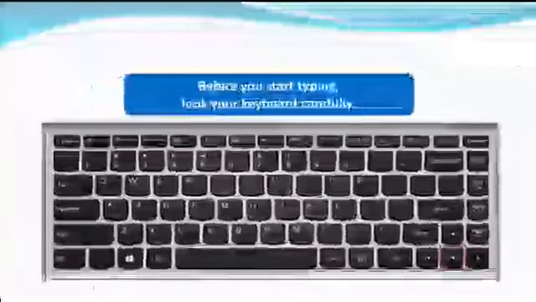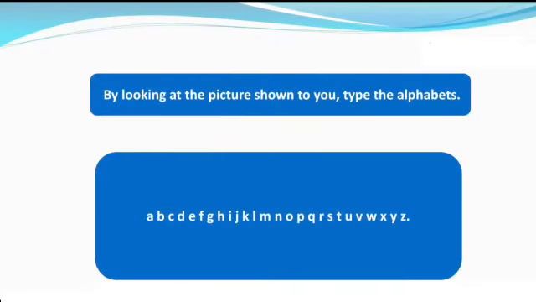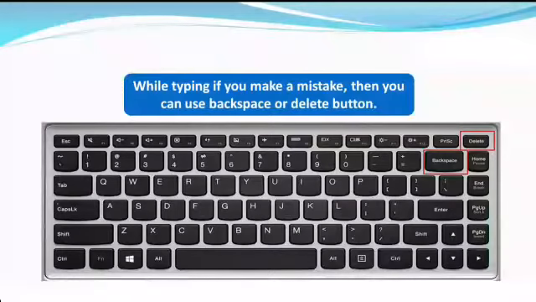Before you start typing, look at your keyboard for some time, because although you will not be able to remember where the keys are located, you will get familiarized by their location, and this will help you while you are typing text in the writer file. By looking at the picture shown to you, type the alphabets. While typing, if you make a mistake, you can use backspace or delete button depending on where the cursor is located.